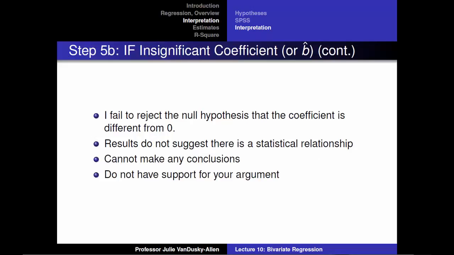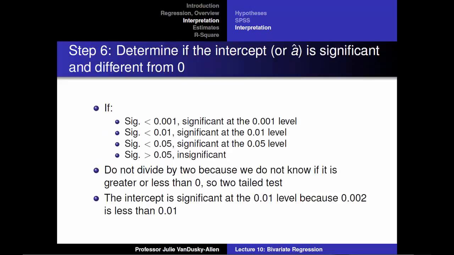Now on to step 5b. Imagine the coefficient is insignificant because the coefficient had the wrong sign or the sig value is greater than 0.10. Then you say that I failed to reject the null hypothesis that the coefficient is different from 0. The results do not suggest that there is a statistical relationship between your independent and dependent variables. You cannot make any conclusions and you do not have support for your argument. Next, you have to determine if the intercept A hat is different from 0.